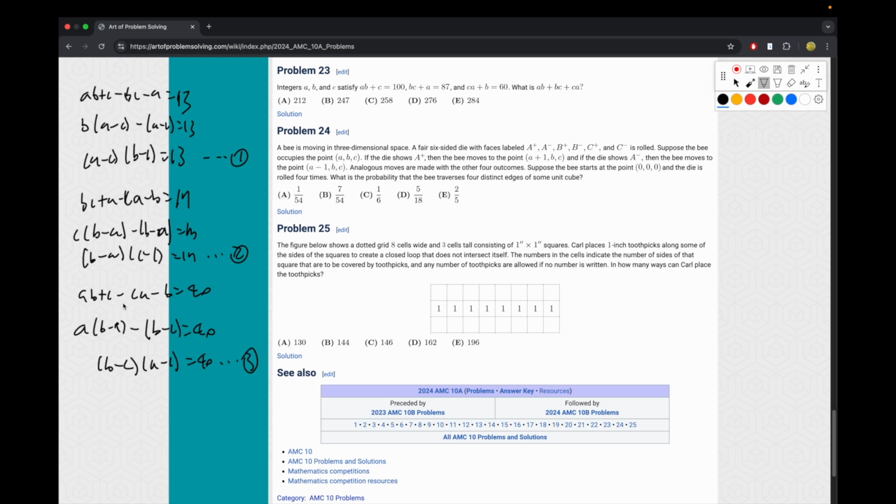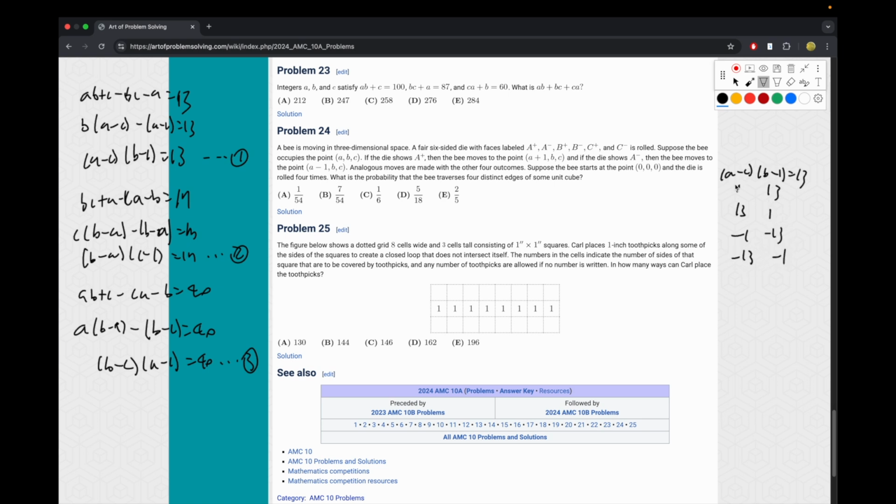I want to try trial and error, and that is because 13 and 17 are prime numbers, and we only have 4 cases. So let me demonstrate what that means. We have a minus c times b minus 1 equals 13. Now this can be 1 and 13, or 13 and 1. This can be negative 1 and negative 13, and negative 13 and negative 1.